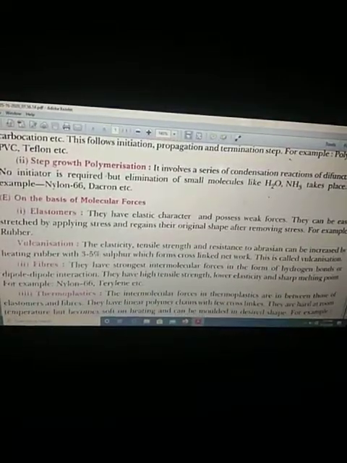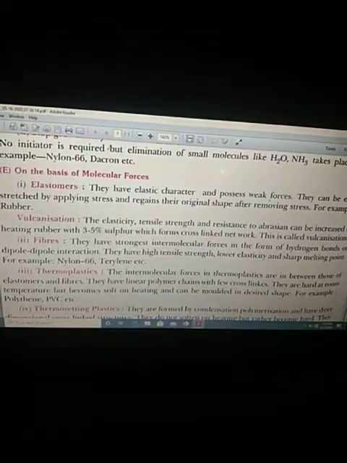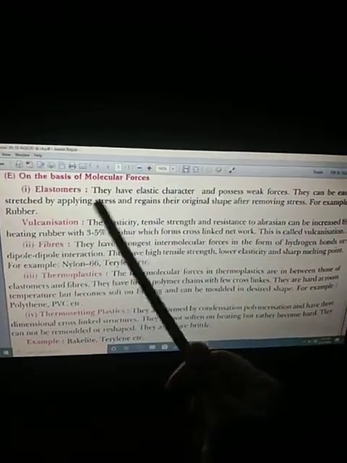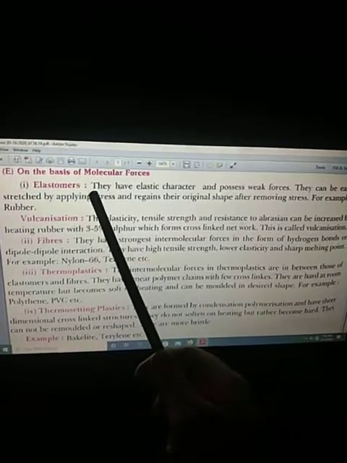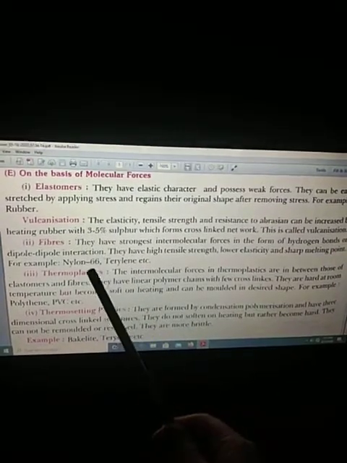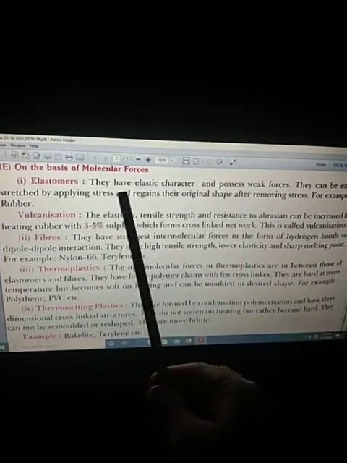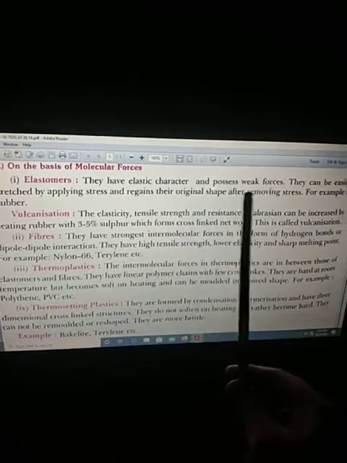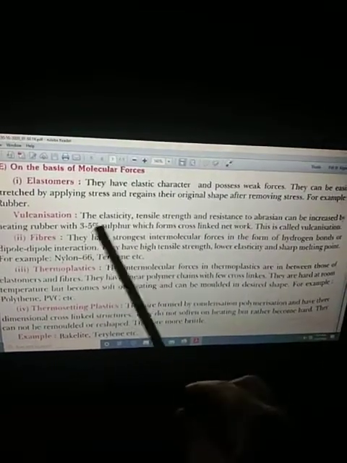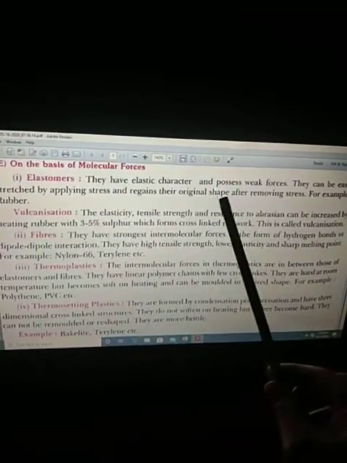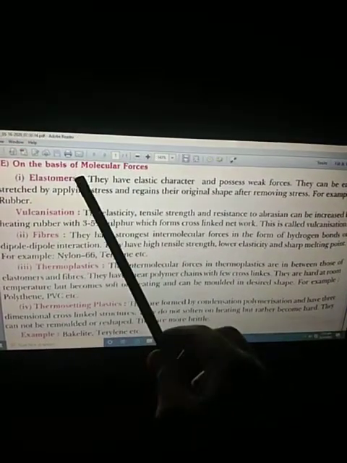Now we have the classification based on molecular forces. On the basis of molecular forces, it is classified into four types basically: elastomers, fibers, thermoplastics, and thermosetting plastics. We need to know the definition and example. Elastomers have elastic character and possess weak forces. They can be easily stretched by applying stress and regain their original shape on removing the strain. For example, rubber is an elastomer.